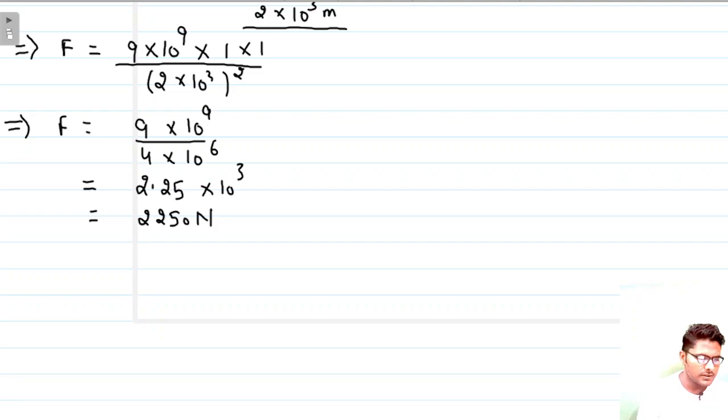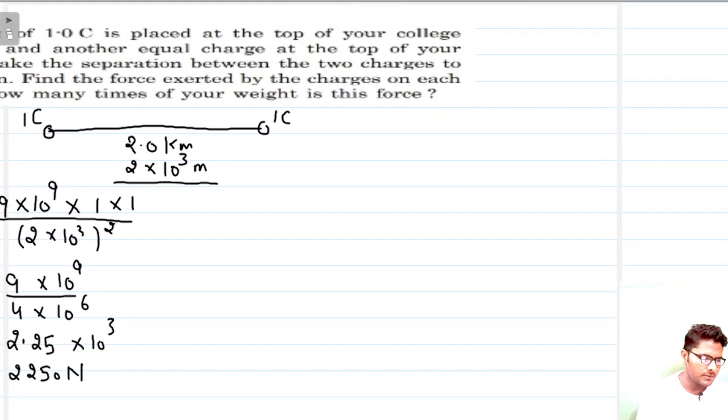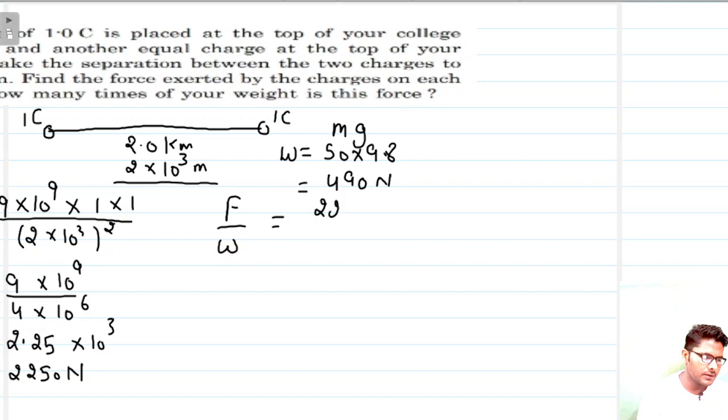Also, another question has been asked: how many times your weight is this force? You can solve this. Suppose you have a mass of 70 kg, or maybe 50 kg. Let us suppose 50 kg. Then our weight will be equal to 50 into 9.8, that is m into g. Solving this, you will get 490 newtons. So F over your weight: the force acting was 2250 newtons over your weight.